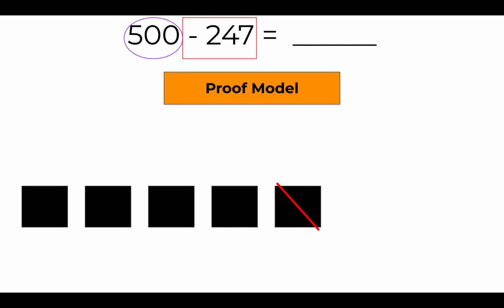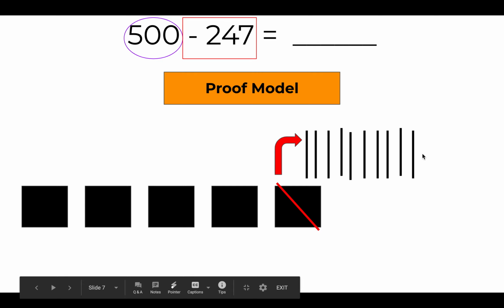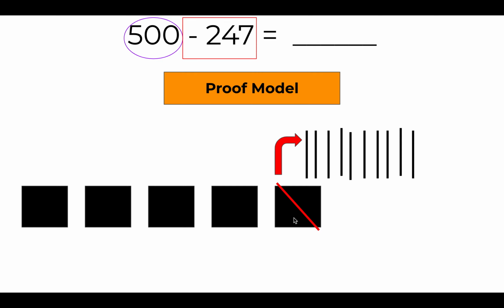I cross out 100 and I trade it for 10 tens because I know 100 has the same value as 10 tens. All I am doing is representing that 100 in a different way. Here I've drawn it with a box, and here I've drawn 100 with sticks. Both of these are the same amount.